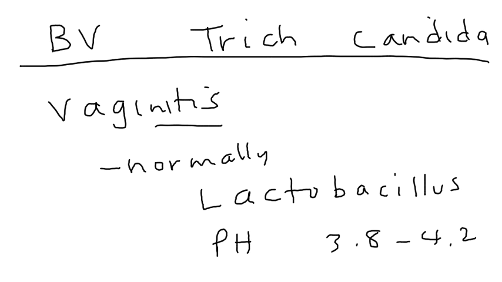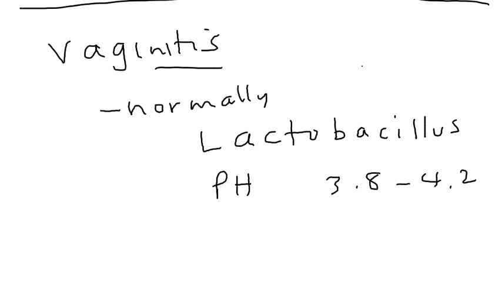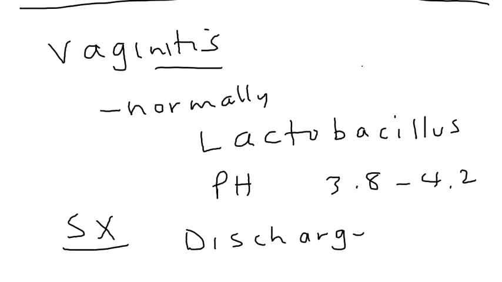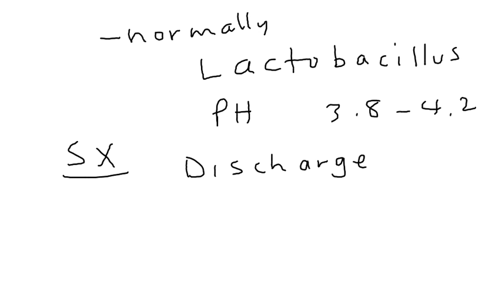Now, this can be disrupted by a variety of reasons, and we'll get into all that. There's a long list. And if you do have a disruption of the normal flora of the vaginal area, you can have symptoms. The symptoms most commonly are vaginal discharge, and that is the main predominant symptom. You can have other symptoms also, like pruritus and erythema, and sometimes burning and pain, and maybe even mild bleeding. But discharge is by far the most common.